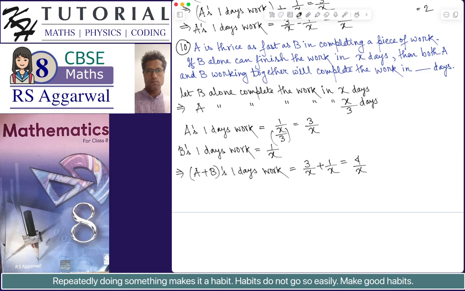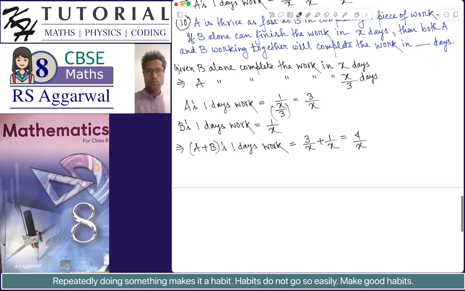Oh sorry, in the problem it was given that B alone can finish the work in X days. So it was not necessary to do the assumption. It was given. Now it is asking when both A and B working together will complete the work in how many days.